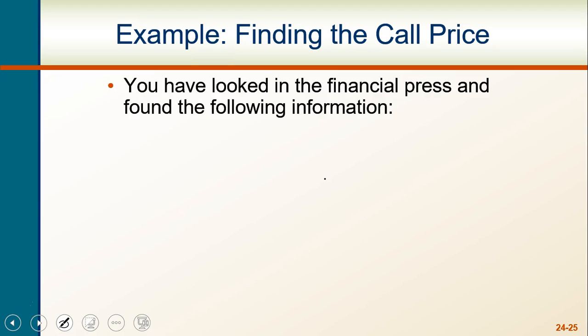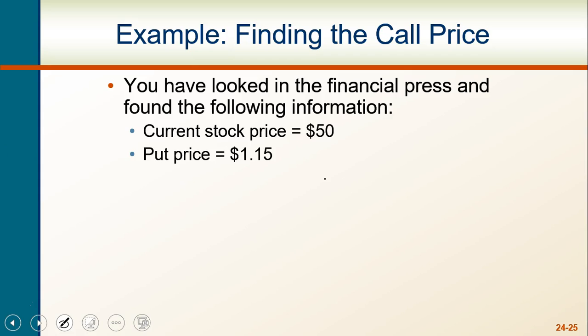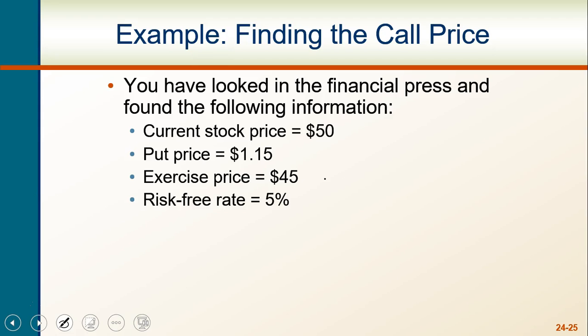It says you have looked in the financial press and have found the following information: the current stock price is $50, so that is S in our framework. The put price is equal to $1.15, that is the P in our framework. The exercise price of this put option is $45, so that is the E in our framework. The risk-free rate is 5%, that is the R, which we will use for discounting purposes, and the expiration is 1 year.